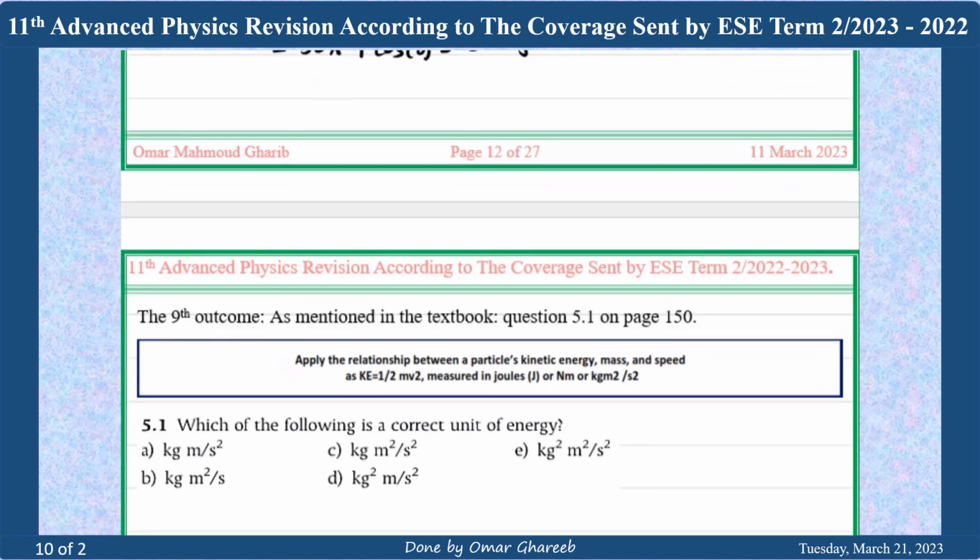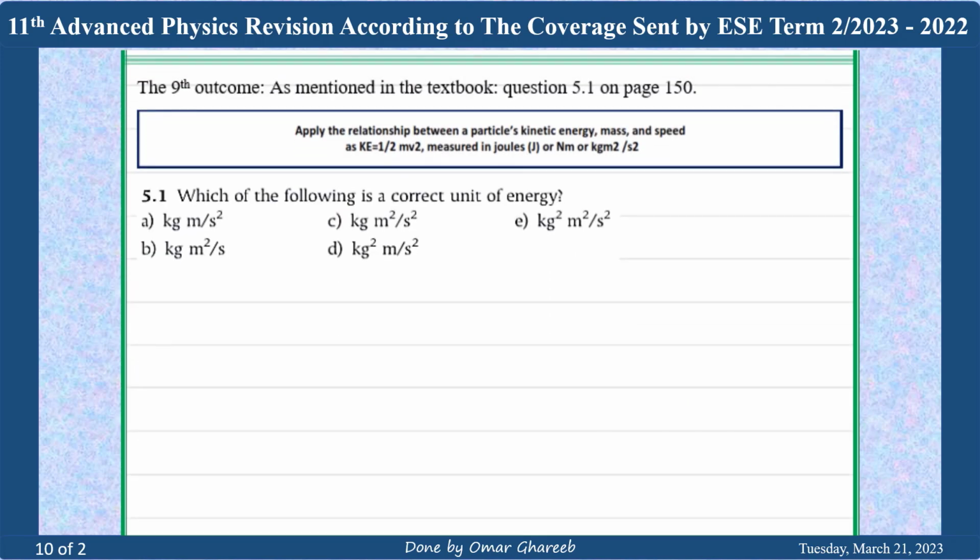Now let's go to the ninth outcome. This outcome is to apply the relationship between a particle's kinetic energy, mass, and speed as kinetic energy equals 1/2 mv squared, measured in joules or Newton meter or kilogram meter squared over second squared. We discussed it earlier, I think. Let me check with the first outcome.